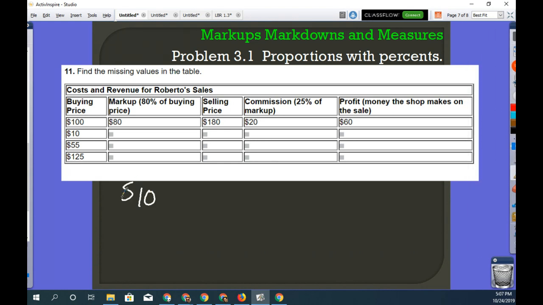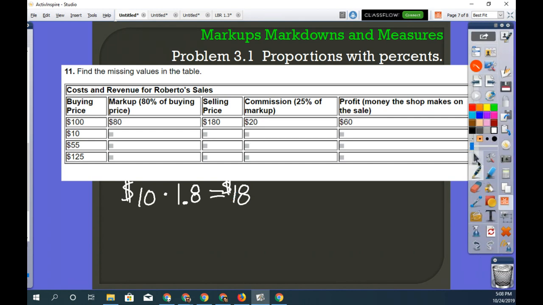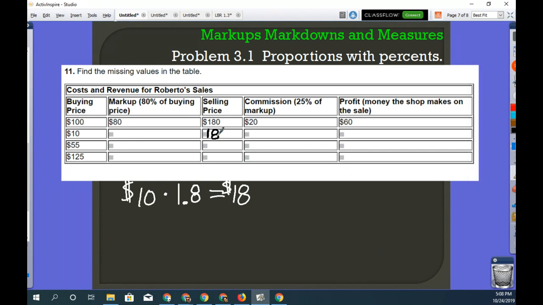$10, excuse me. If we're marking up by 80%, that means we're multiplying by 100%, which is 1, and the additional 80%, which is 0.8. We do that in our calculator. 10 times 1.8 is 18. So our selling price after the markup is $18. The markup itself is $8, the difference between the two.